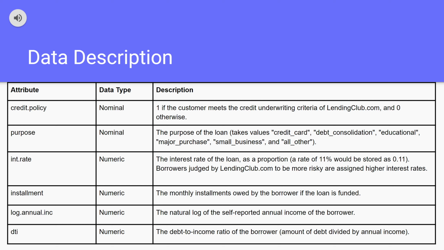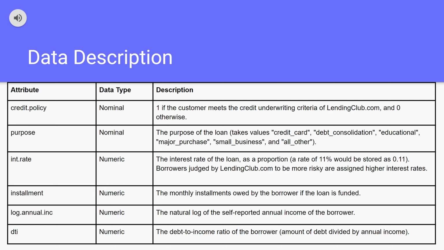The next attribute we have is interest rate. This is a numeric data type, and this is basically the interest rate of the loan as a proportion. Borrowers judged by LendingClub.com to be more risky are assigned higher interest rates. Our next attribute is installment, which is numeric as well, and this is the monthly installment that's owed by the borrower if the loan is funded.